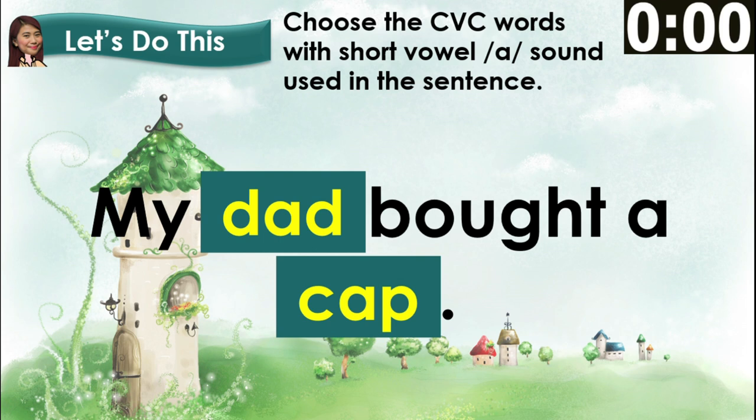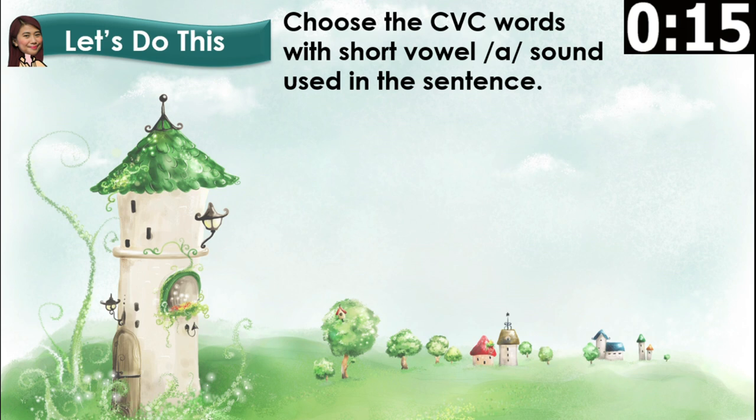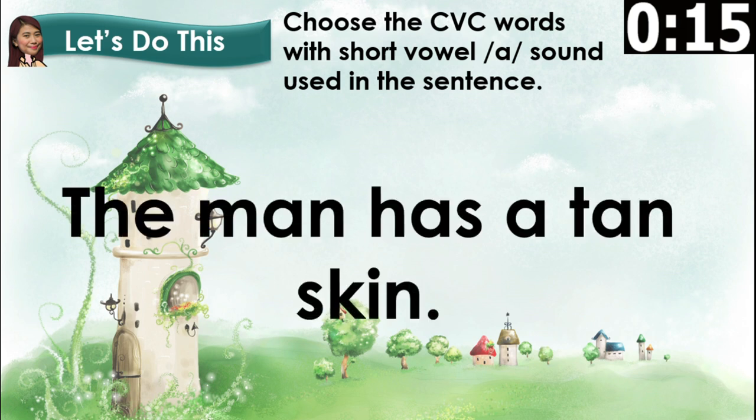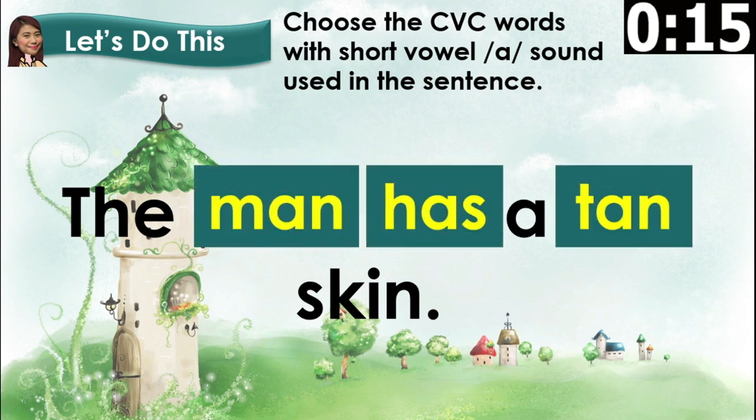Now let's have the second sentence. What are the CVC words with short vowel A sound? The man has a tan skin. Comment now your answer. The correct CVC words with short vowel A sound are man, has, and tan. If these are your answers, very good.